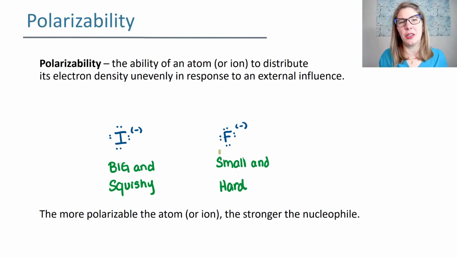Maybe the size of the tennis ball isn't quite right to describe fluoride, but the fact that you can push on it a little bit, right? It doesn't give a whole lot. You can't really influence fluoride ion's shape. It can't really go out of the spherical shape very much due to an external factor because it's really holding on to its electrons.